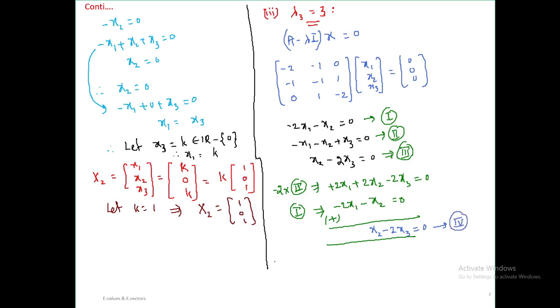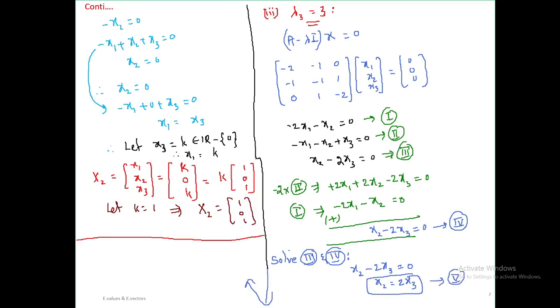Now solve the third and fourth one. If we solve the third and fourth equations, we get one of the values. Both the equations are the same, so let us take one equation: x2 minus 2x3 equal to 0. From this, what is the x2 value? X2 value is 2 times x3. Assume this is number 5.